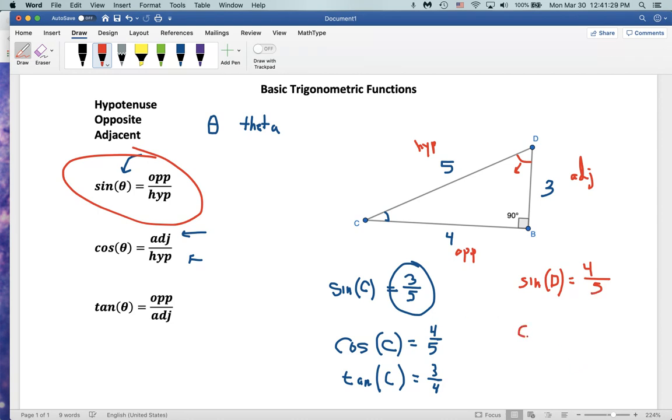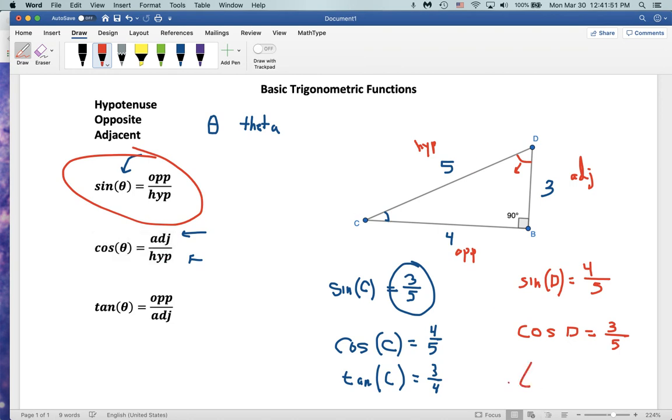If I was asked to find the cosine of D, again, we're looking at a different angle than C. We're looking at this angle here. Cosine is still the ratio of the adjacent over the hypotenuse, but again, the adjacent now is the 3. So I'm going to do 3 over 5, because 5 is still the hypotenuse.